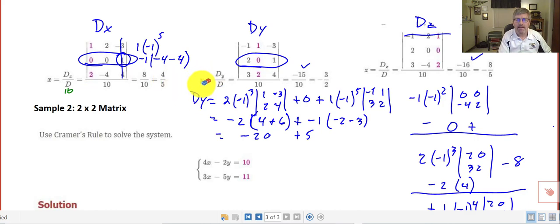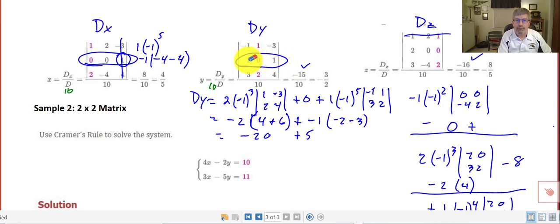To solve for y, I grab my matrix D sub y, all divided by D, which is 10, because we figured that out earlier. And I have chosen to expand this across the second row. I don't know if that's the best choice or not, but I have. And so I will do that. I'll figure the determinant of this particular 3 by 3 matrix.